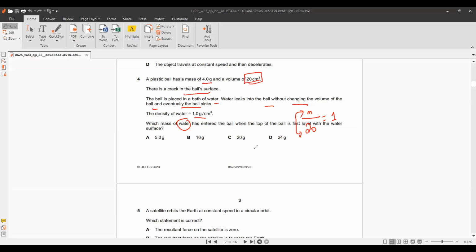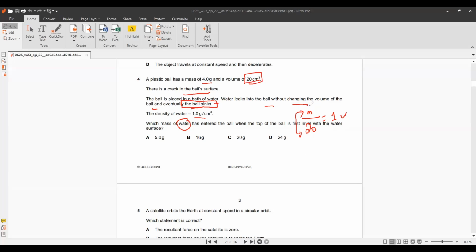They have also mentioned that the ball has sunk, which means that when we put the new mass into the equation, the density would be bigger than or at least equal to that of the water.